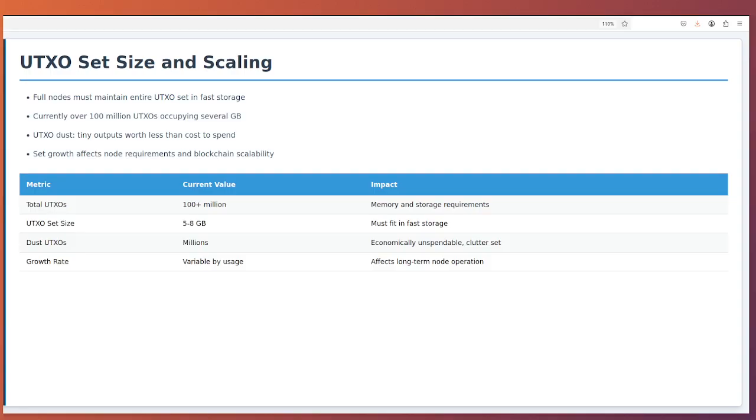When Lightning channels are opened and closed, they create relatively few UTXOs compared to individual transactions. Understanding UTXO set dynamics is crucial for Bitcoin developers working on scaling solutions and for node operators managing resources.